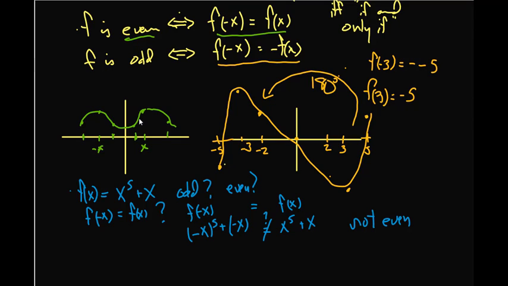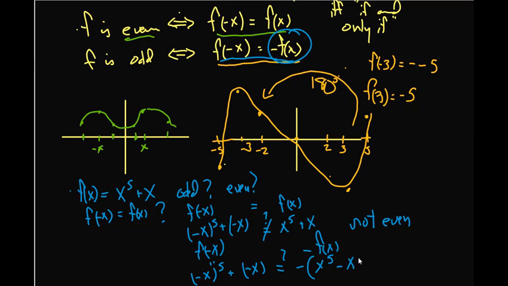Okay, now we want to check, is it odd? So to check if it's odd, we want to check f of minus x. Let's write it again, that's again the same thing, minus x to the 5th plus minus x. We want to check, is that equal to what? To minus f of x. So what is minus f of x? It's minus x to the fifth minus x, I'm sorry, minus x to the fifth plus x, with the negative sign applied.